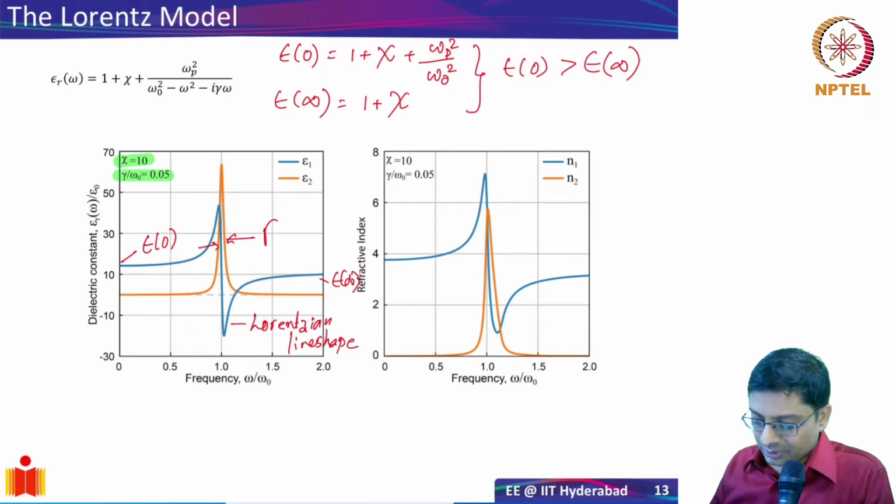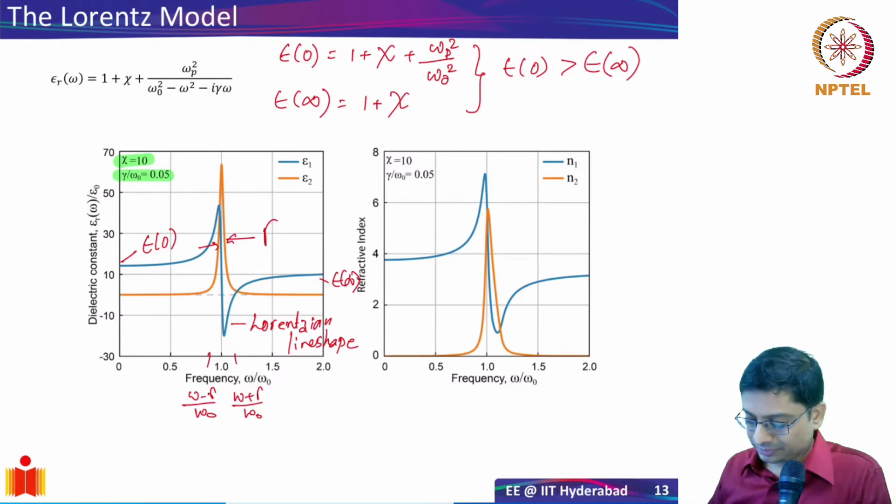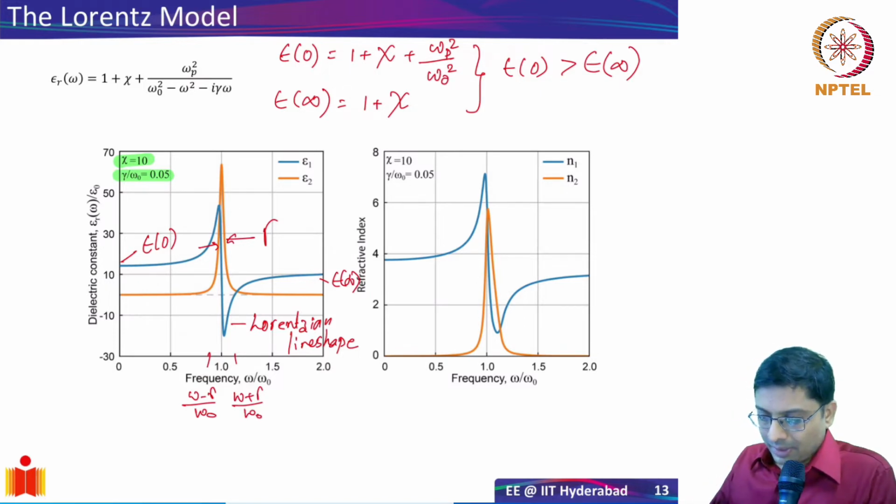I should also note that the real part exhibits a peak slightly below omega naught. I mean, this should be omega naught minus gamma by 2, and another dip, a minimum, at omega naught plus gamma by 2. There is this slightly skewed distribution. So this is what epsilon behaves like.